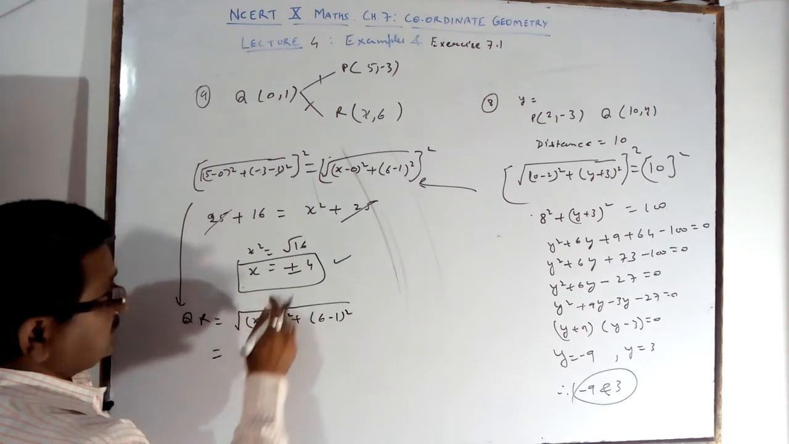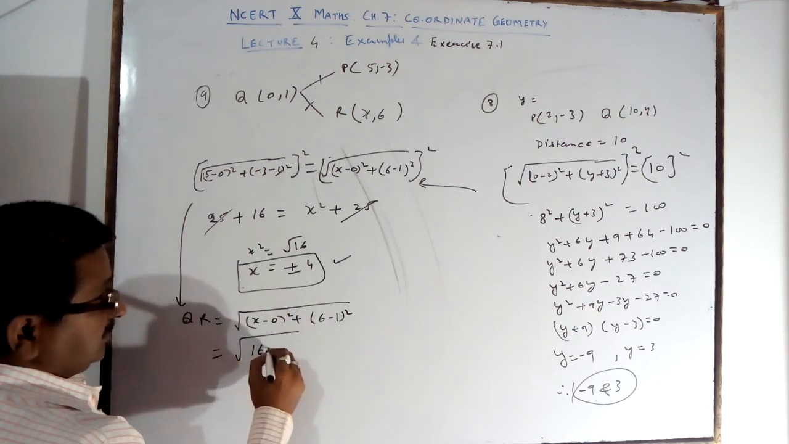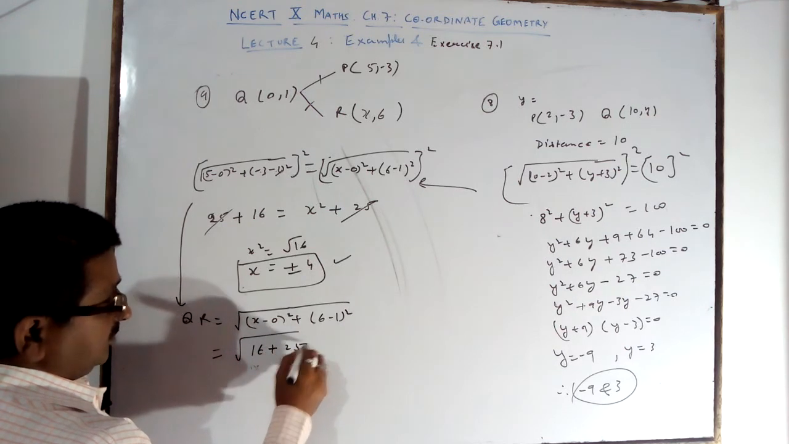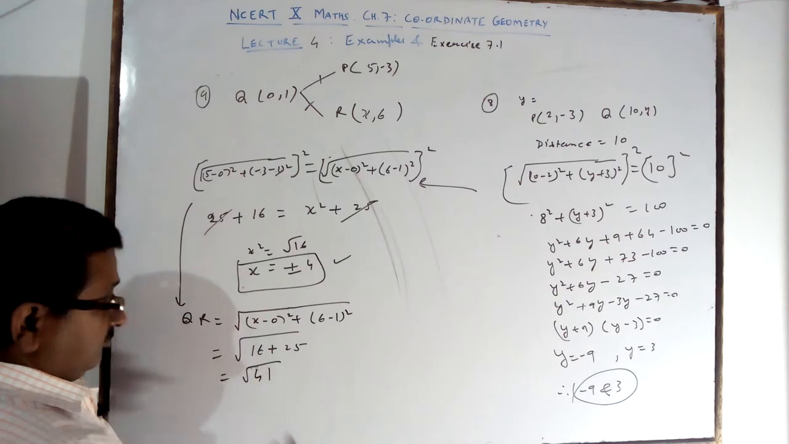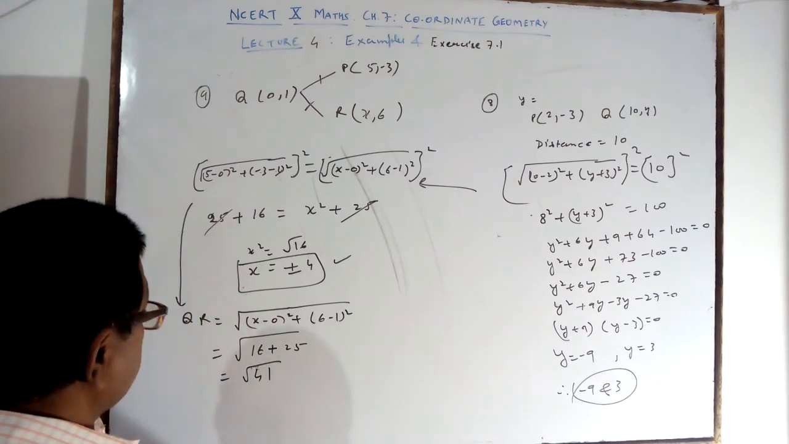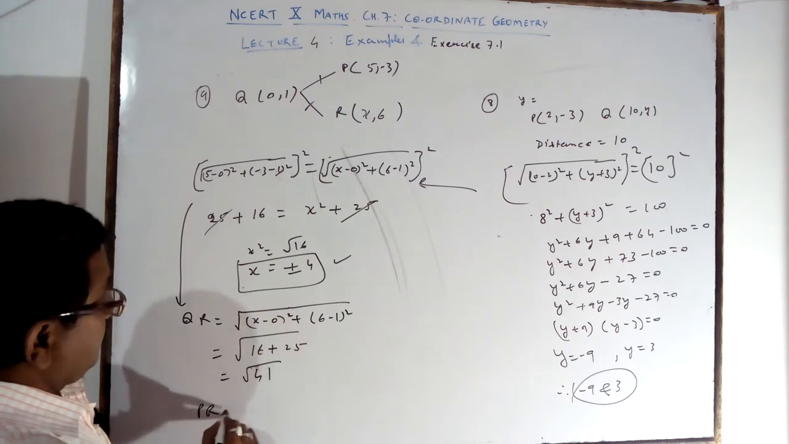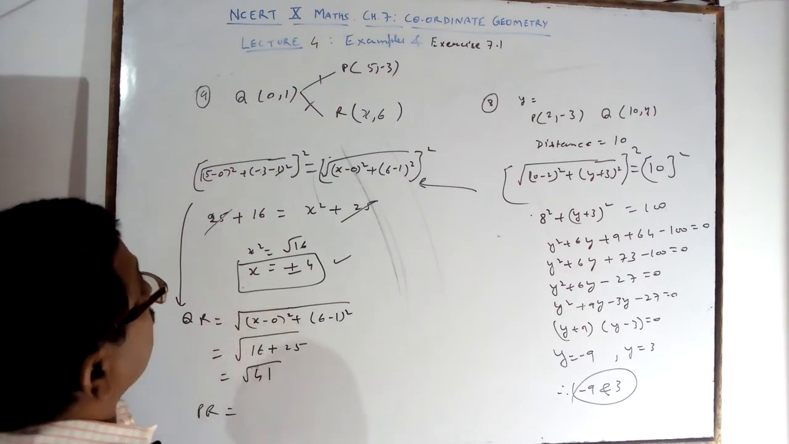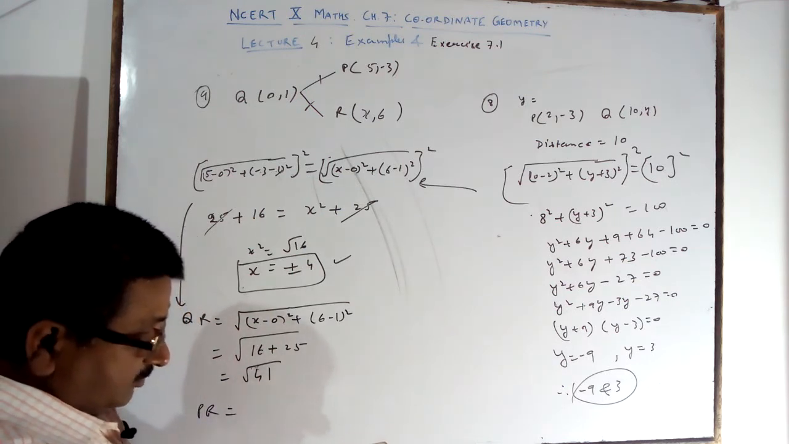The x you can write plus minus 4. So any value, 4 4 is 16, plus 5 5 is 25, 41. What will you get here? QR is root 41, and PR will also be root 41 because both are equal.